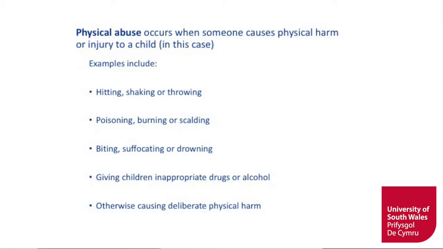Okay, so physical abuse. This occurs when someone causes physical harm or injury to a child. This could include hitting, shaking or throwing, poisoning, burning or scalding, biting, suffocating or drowning, giving children inappropriate drugs or alcohol, or otherwise causing deliberate physical harm.